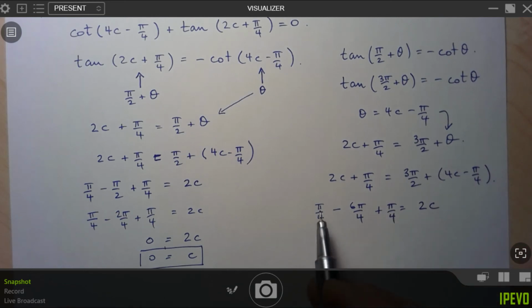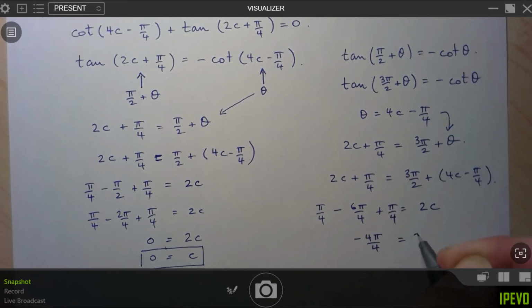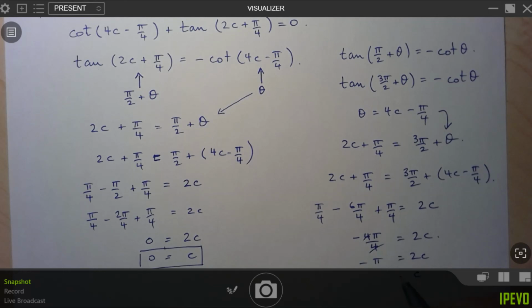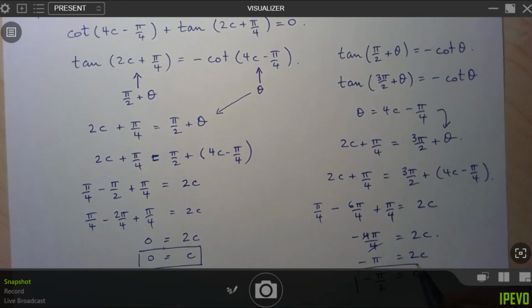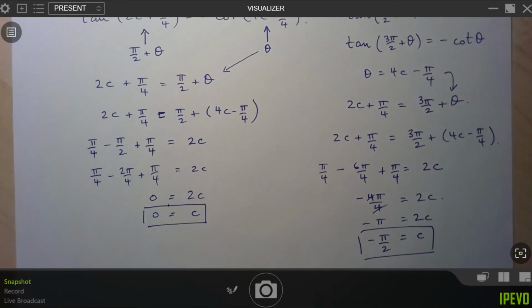So what do we have? We have 1 minus 6 is negative 5, plus 1 is negative 4. So negative 4 pi over 4. Hey, but this, the 4's cancel out. So negative pi equals 2c. So c is equal to negative pi over 2. And that would be a second answer. There you go. That would be a second answer to this equation.